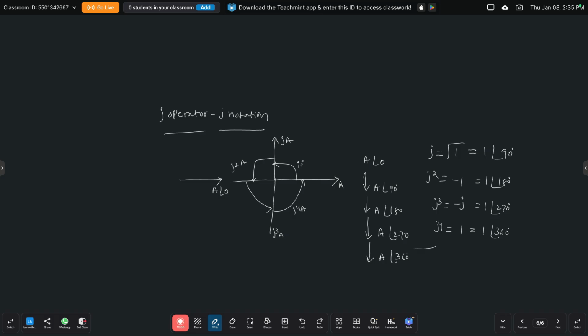Meaning, what is the importance? If you operate j on any vector, that vector takes a 90 degree rotation in the anti-clockwise direction.